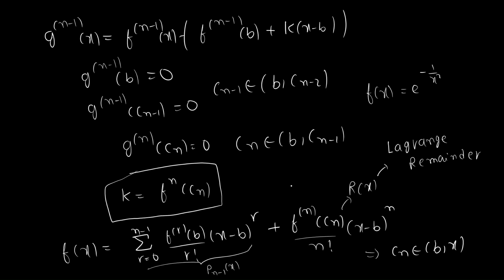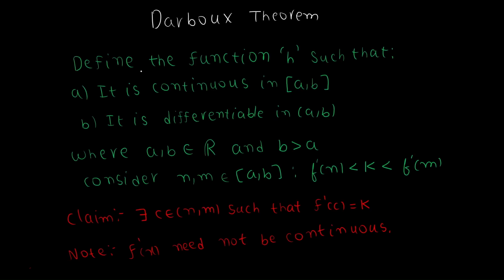I hope everyone understood. Now let us move on to our next theorem, which is Darboux theorem. Again, we will be using the same definition. Define the function such that it is continuous in the closed interval a comma b. It is differentiable in the open interval a comma b, where a comma b belong to R and b is greater than a without loss of generality. Consider two real numbers n comma m such that they belong in between a comma b, where f dash of n is less than k is less than f dash of m. Our claim is that there will exist a c belonging to n comma m such that f dash of c is equal to k.